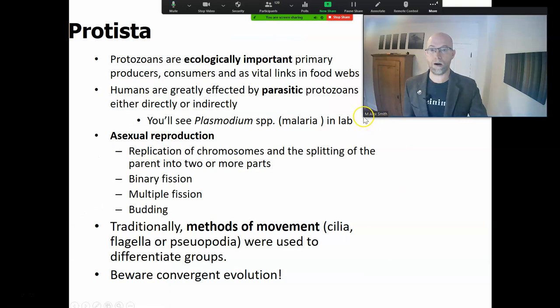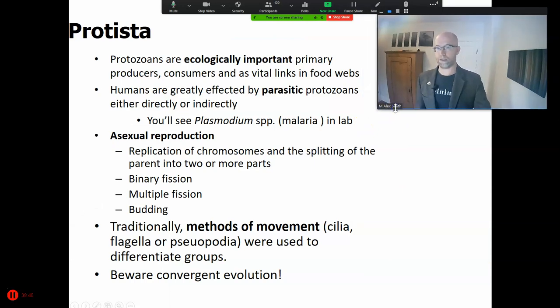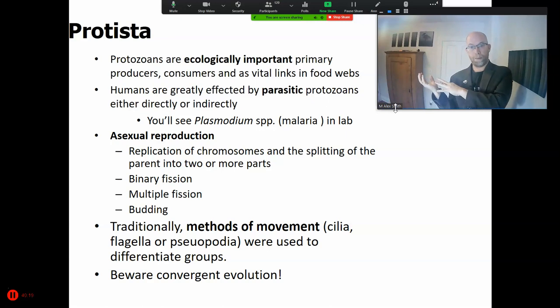So protozoans are important for these reasons. Ecologically important, primary producers, consumers, and vital links in food webs all over the world, in marine, freshwater, and terrestrial environments. Humans, you are affected by parasitic protozoans either directly or indirectly. In previous years we would have talked about malaria and Plasmodium in lab, and I think we still are as an example this year. They reproduce asexually, so there's a replication of chromosomes and then the splitting of that parent into two or more small parts, and that can happen via binary fission, multiple fission, or budding.